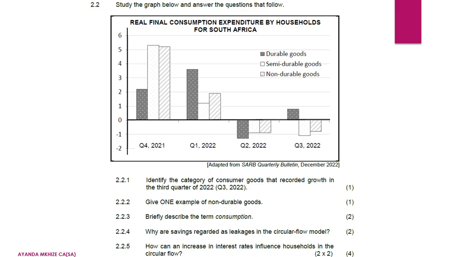So think about it, you receive your salary of 10,000. Of this 10,000, you decide that 2,000 you're not going to be spending. You'll just save it in your Capitec or Nedbank account.